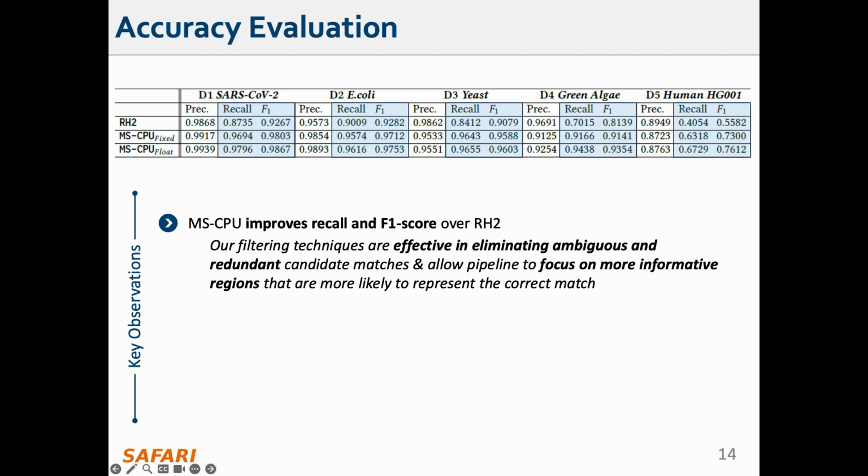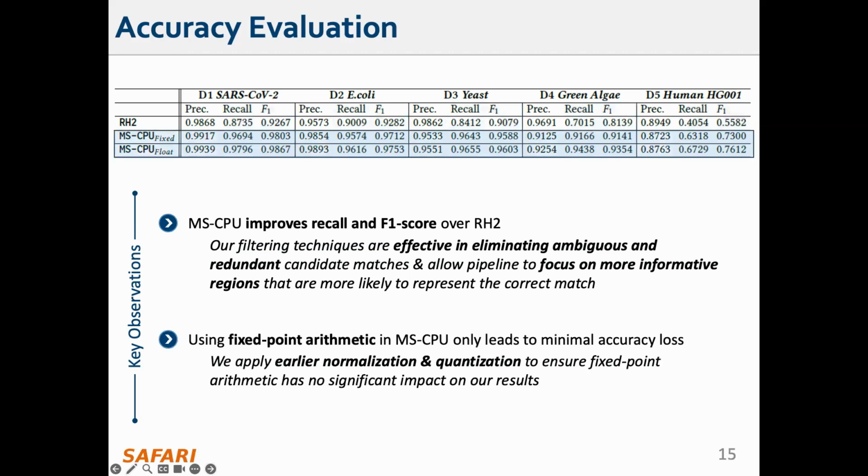So we therefore show that our filtering techniques are quite effective in eliminating ambiguous and also more redundant candidate matches and allow the pipeline to focus on more informative regions that are then also more likely to represent the correct match. The second observation we have is that our fixed point arithmetic conversion only leads to a minimal accuracy loss. That shows that our careful usage of the normalization and quantization within the pipeline is quite effective in keeping the accuracy.